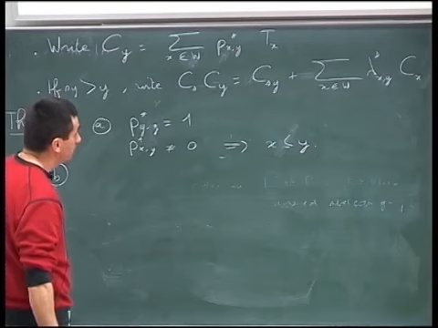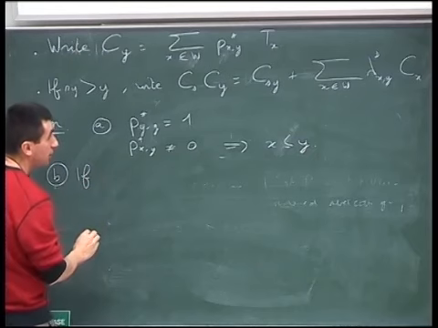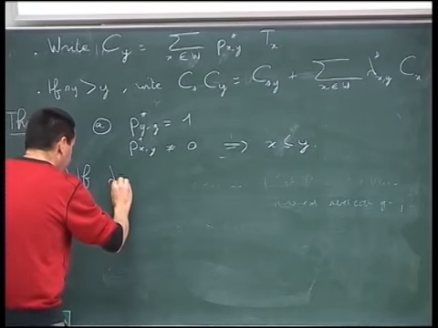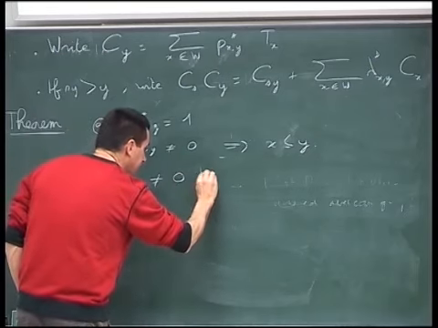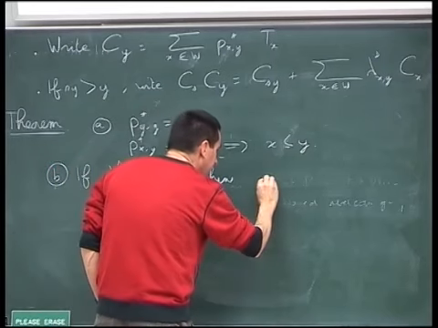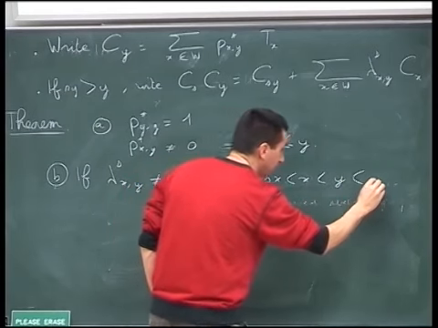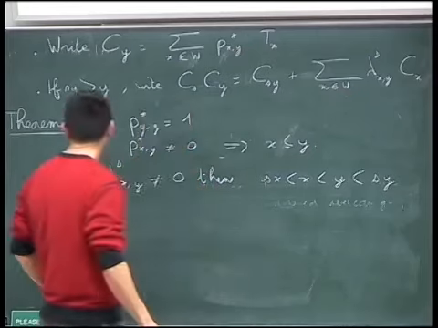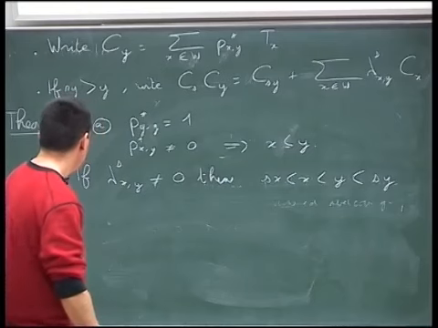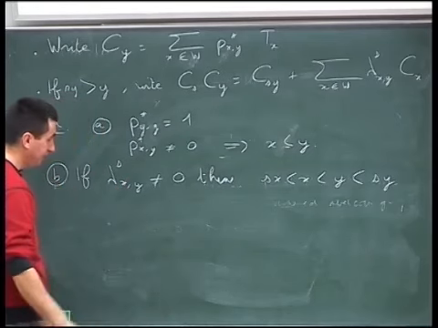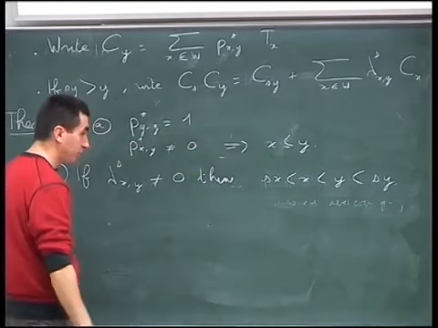Another property is that if lambda x, y, s is different from 0, then sx is less than x is less than y is less than sy. So this is sy greater than 1, y is already given. But this forces, when you have a non-zero coefficient here, this forces this relation.